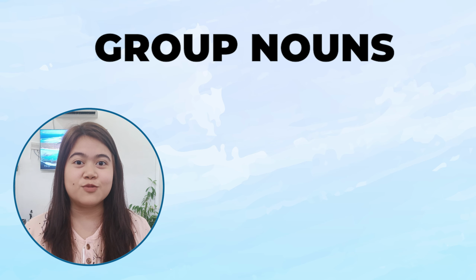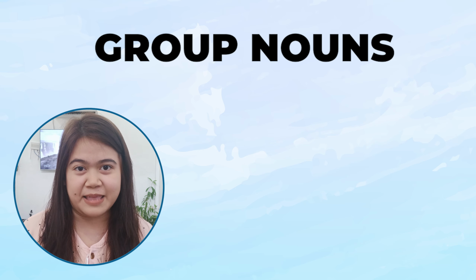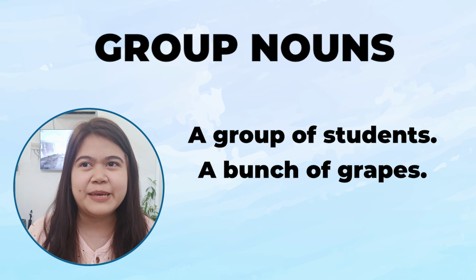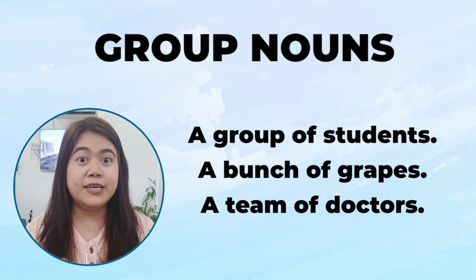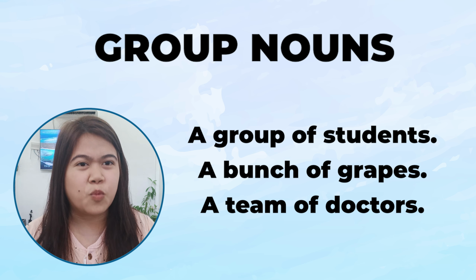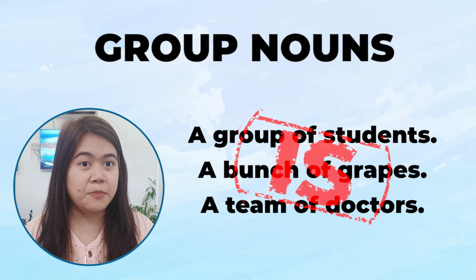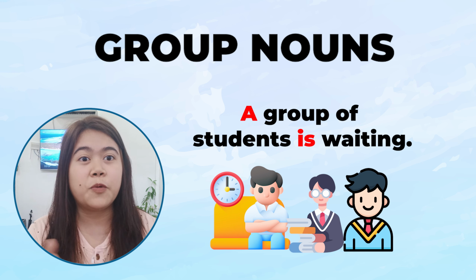Now, here's one more thing that confuses many learners. Group nouns. Sometimes we talk about a group of things, like a group of students, a bunch of grapes, a team of doctors. These all sound like many, right? But they're still one group. So we use is. For example, a group of students is waiting.